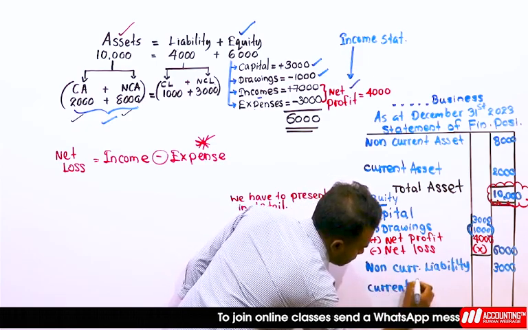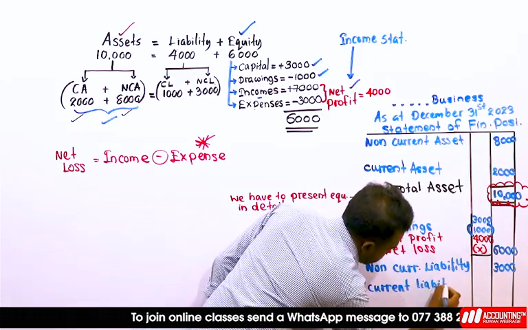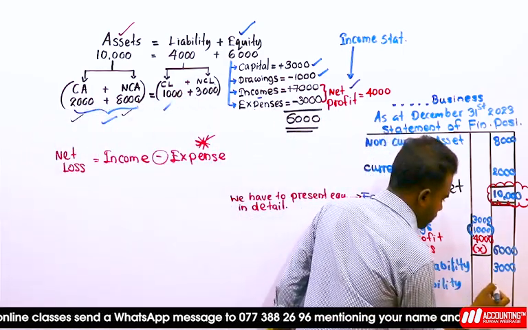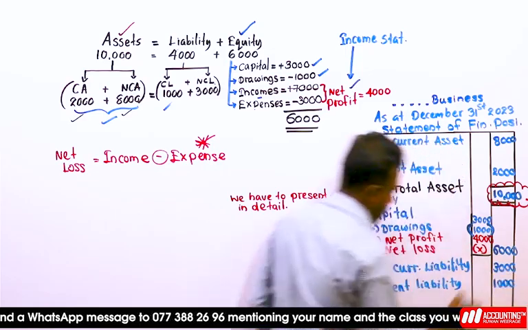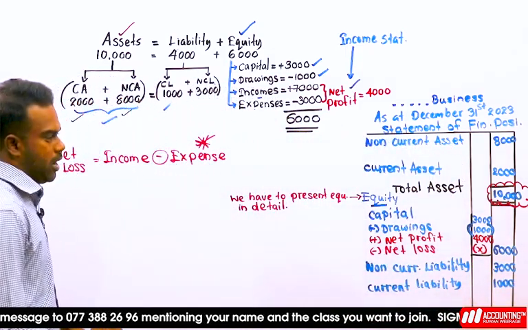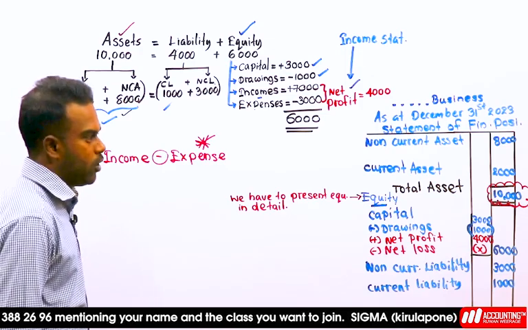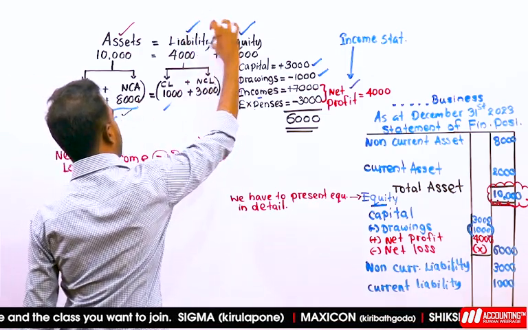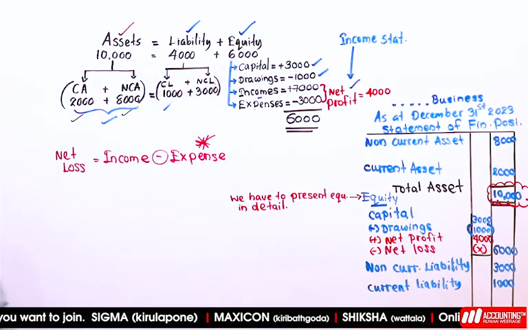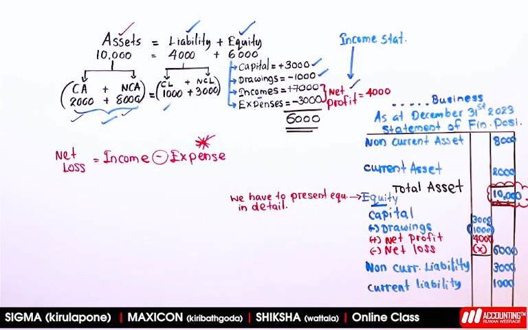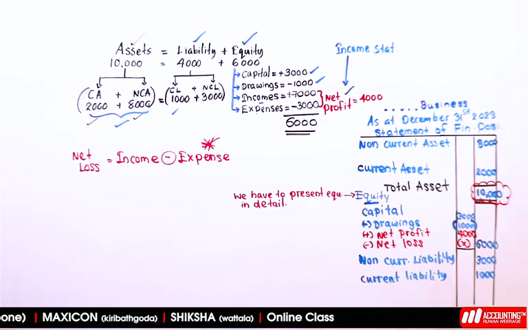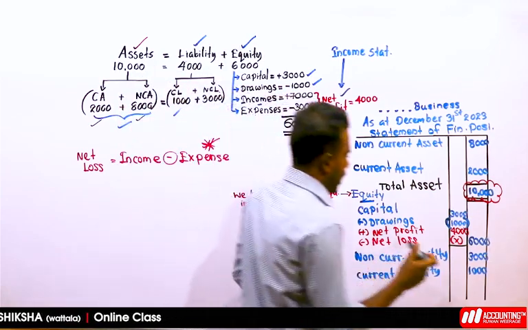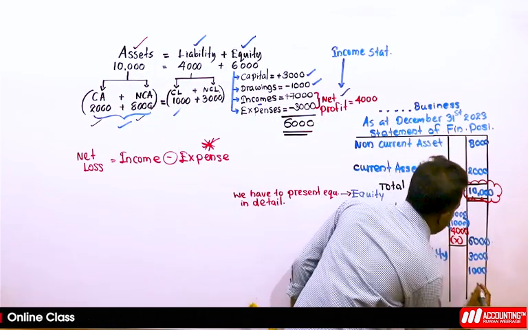Current liability. Current liability is how much? 1,000. Understood. Therefore, the next part of the equation, liability plus equity, should be equal to the asset. It should be equal to the asset. Therefore, SOFP also should be equal. Look at the equity and liabilities total.